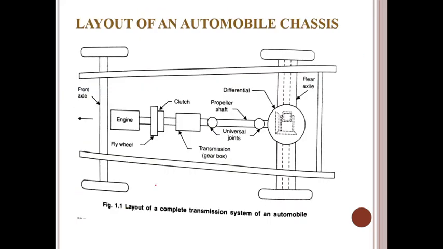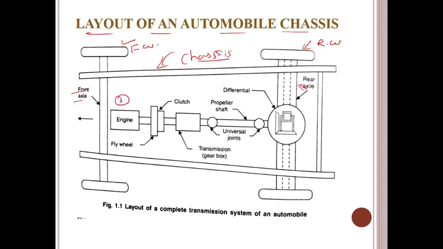So this is another most important layout of an automobile chassis. So this is the chassis. You know, guys, this is the chassis. This is the front wheel, and this is the rear wheels. This is the front axle. This is the rear axle, guys.